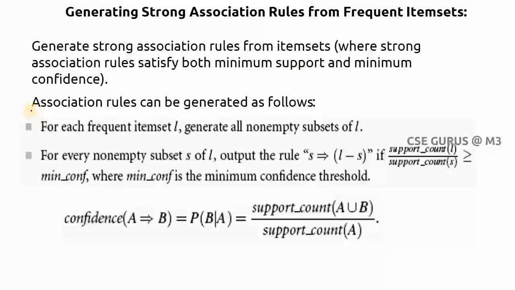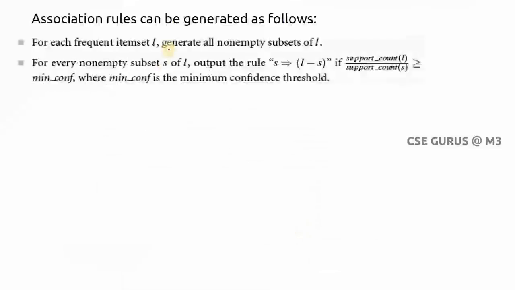It's a process. Association rules can be generated as follows. Here you require how to find the confidence also. This is the formula for confidence. A implies B is the rule. For that, confidence is the support count of A union B divided by the support count of A. We'll see this now. How to generate?